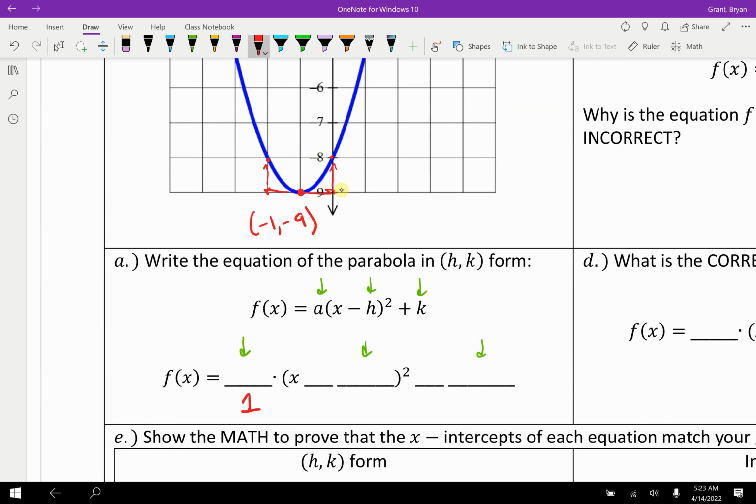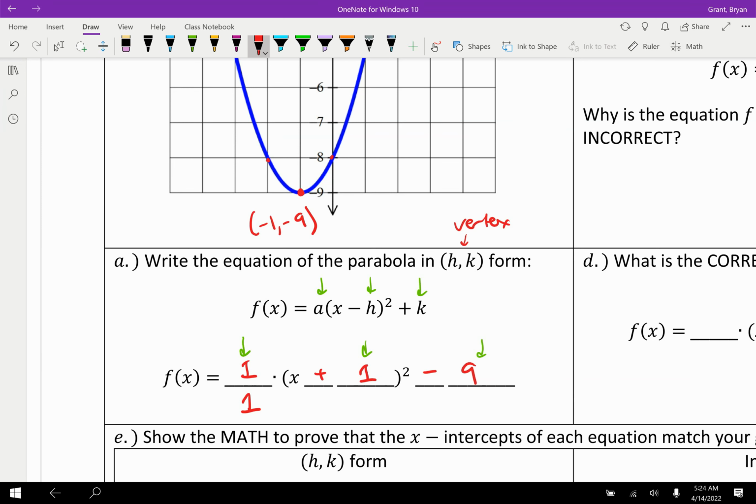And then the rest of HK is, of course, remembering that HK is actually the vertex. So we're going to go ahead and put this vertex in -1, -9, except what's always the case for HK form, you do the opposite of H. So if there's a -1, it's going to look like a +1 in our equation, and then a -9. And so our final HK form here would be 1 times x plus 1 squared minus 9. Don't forget we do need that squared in the equation, otherwise it would make a line. The square is what causes it to become a parabola.